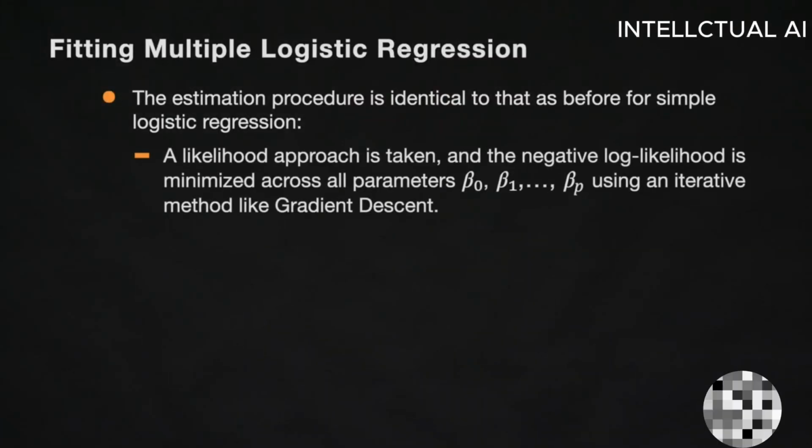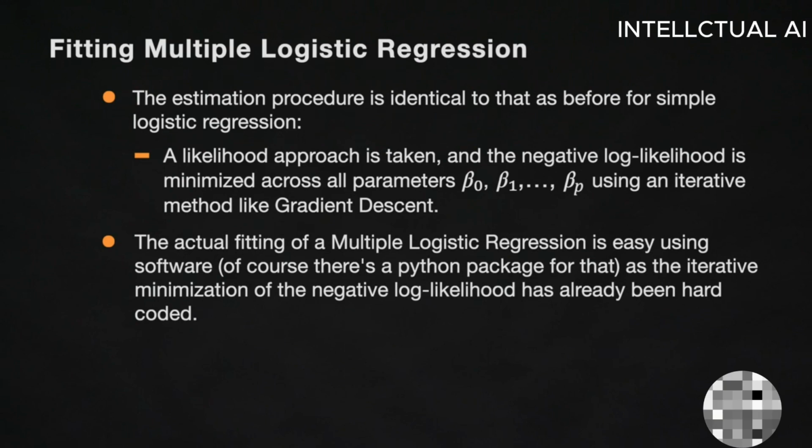The estimation procedure here is identical to that as before for simple logistic regression. In other words, we write the likelihood function, the negative log likelihood, and minimize it across all parameters beta 0 to beta p using an iterative method like gradient descent. The actual fitting of multiple logistic regression is much easier using software, and of course there's a Python package for that, as the iterative minimization of the negative log likelihood has already been hard-coded.